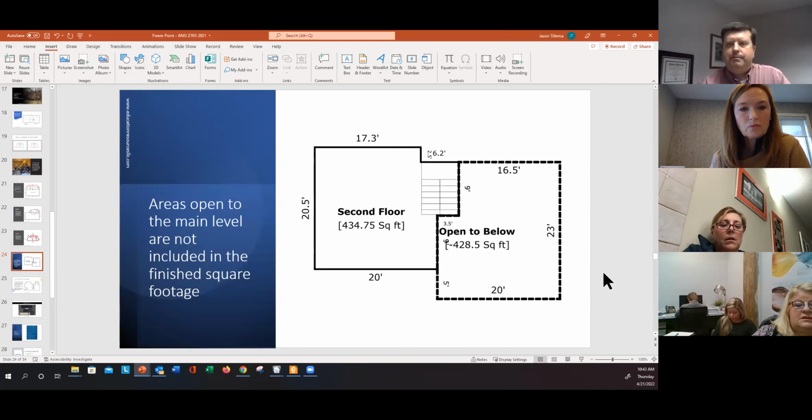Open areas, I'm sure you see this quite often. You might have a 2-story great room, a 2-story foyer, or a 2-story entry area. That area is not included in the gross living area for the upper level. So that does get segmented out.